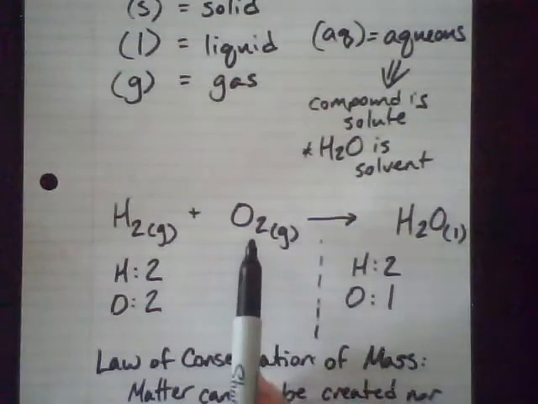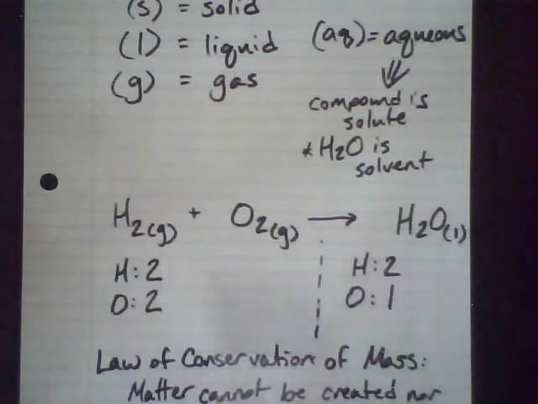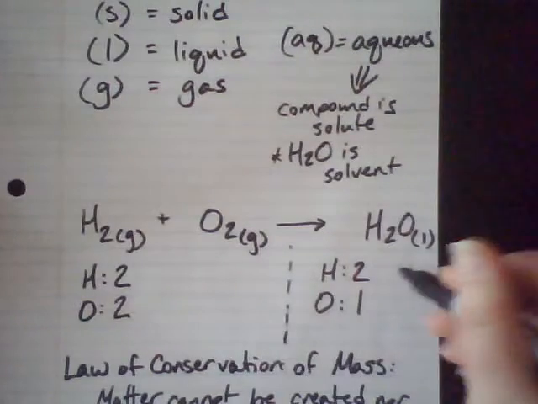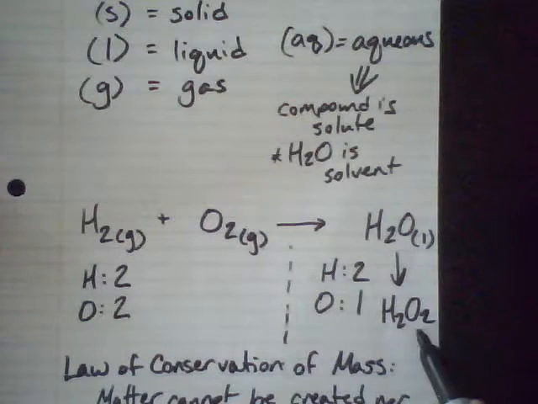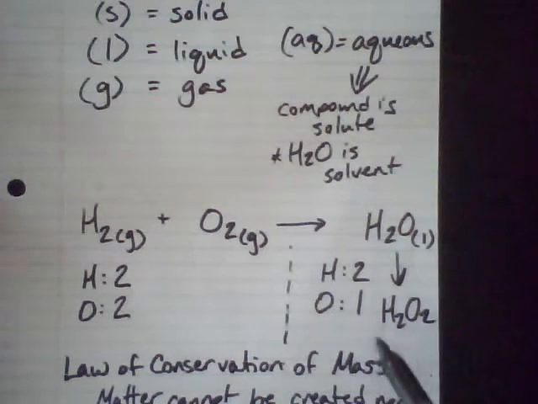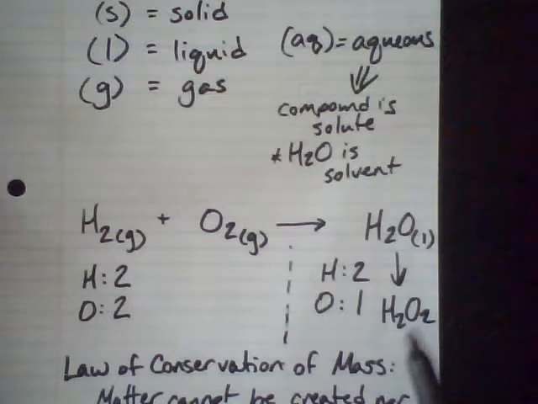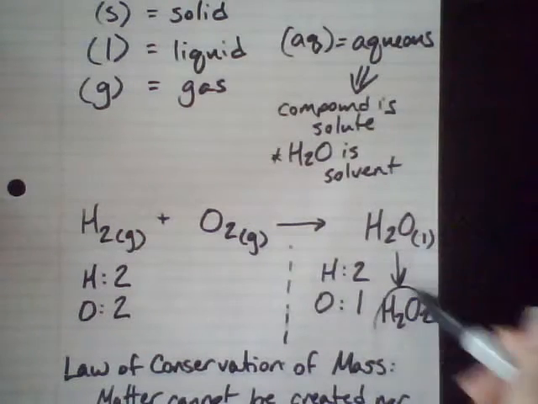Now I cannot change my 2 here. I cannot change my 2 here. I can't just make water H2O2, right? Now I have 2 oxygens, 2 hydrogens. I can't do that. And the reason that I can't do that is this is a different compound. This is water. This is hydrogen peroxide. So these are 2 different compounds, and you would be very sad if you went to drink one of them thinking it was the other, right? So this is not a thing that we can do.